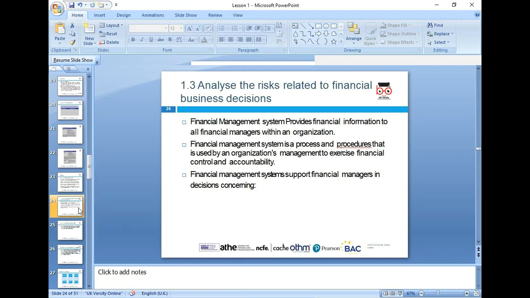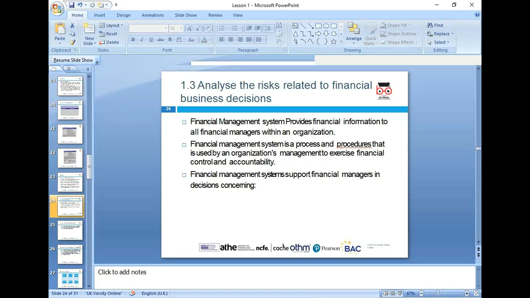Okay, next we're looking at risk. Analyze the risk related to financial business decisions. What do you think? What is meant by risk? Risk is a probability of happening. Do you think risk is always bad? Not always bad. It can be good. So risk can be positive, risk can be negative. Risk means the probability of something happening, the chance of occurrence.